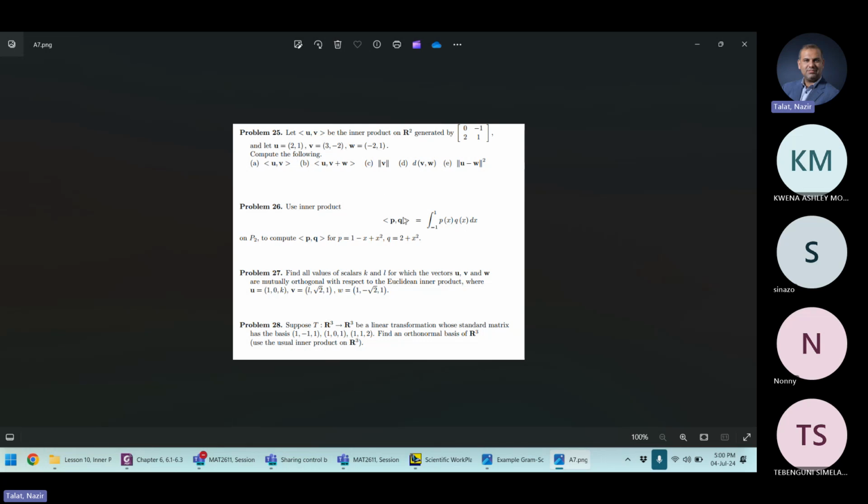In the second problem, the inner product between two polynomials of degree 2 is available in this way, where P and Q are given. When P and Q are available, we just need to find the inner product between P and Q. So P is a polynomial of degree 2, Q is a polynomial of degree 2. Just plug the values over there and one can compute the inner product between P and Q.